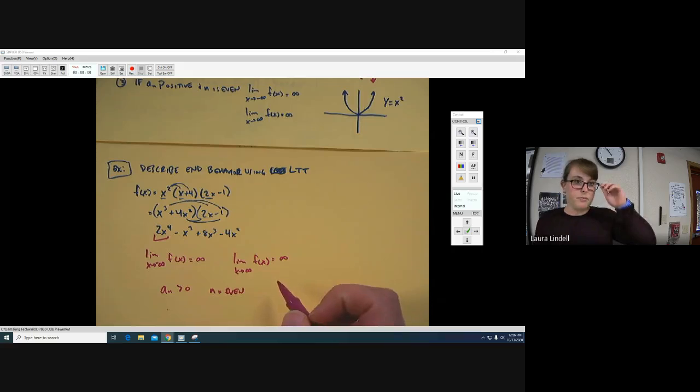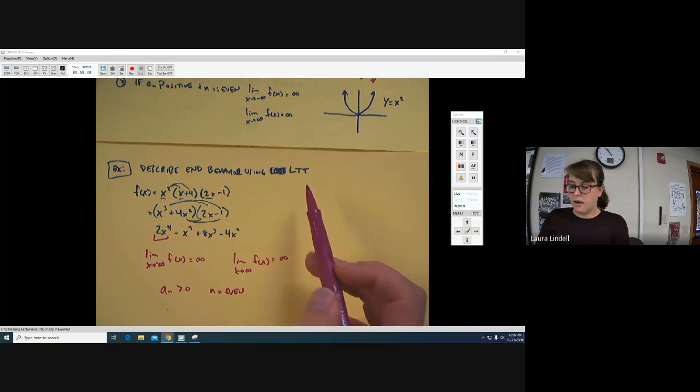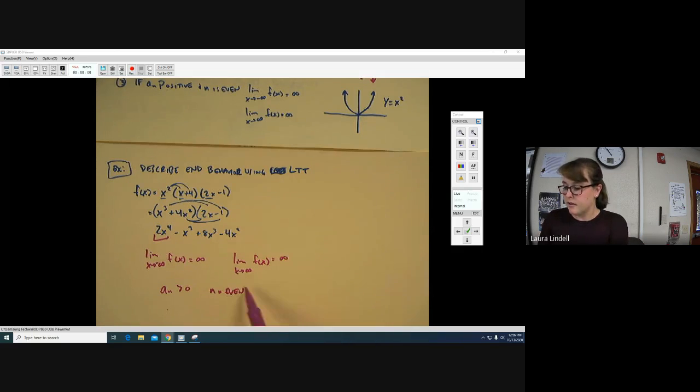So when we need to explain ourselves using the limit, the leading term test, this is sufficient explanation for me, saying that the leading term is greater than 0 and that your degree is even. Okay, so that's one kind of question that we might see.